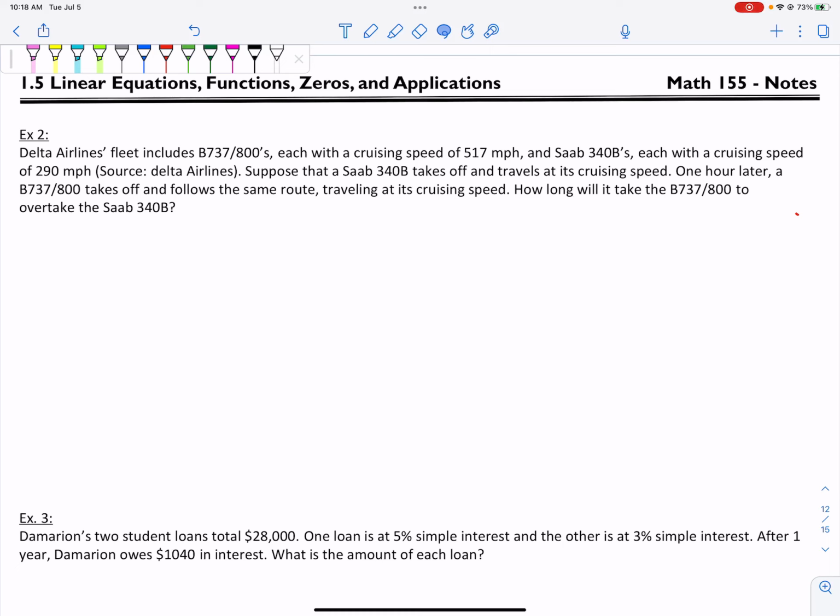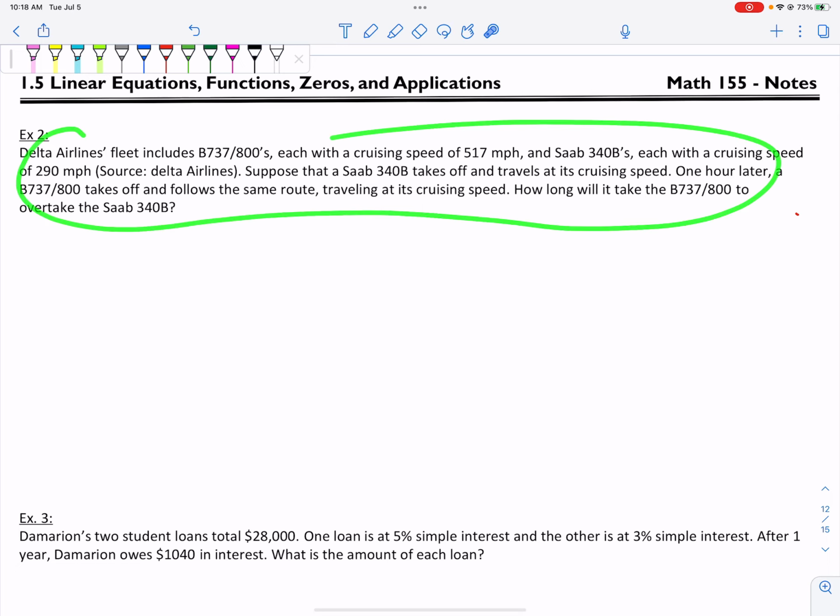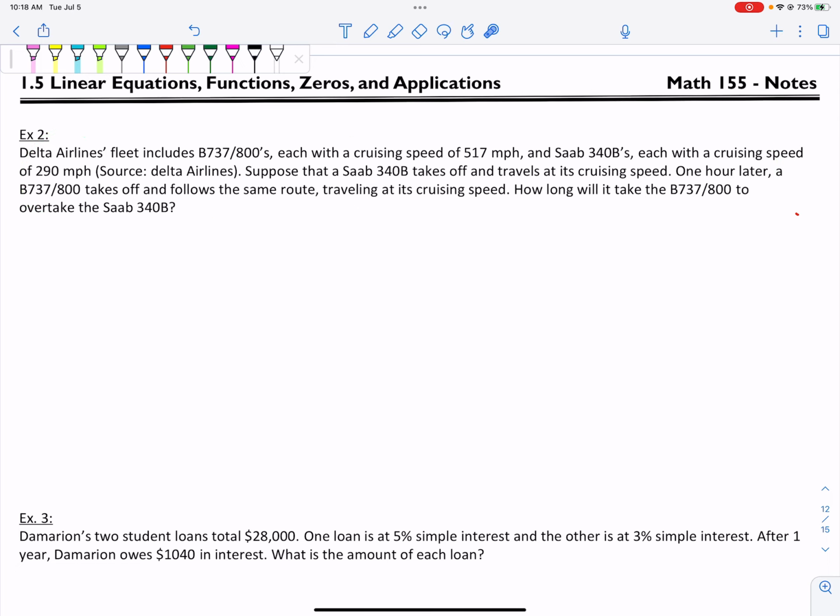Here's an example of a word problem. The first thing that I would do when I see a word problem, especially one that has a big paragraph, is to not read through it and be scared, but to skim through it and find out what I'm looking for. I want to know what my goal is. Usually it's located at the end of the paragraph.